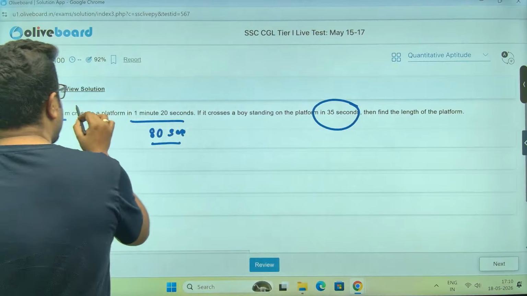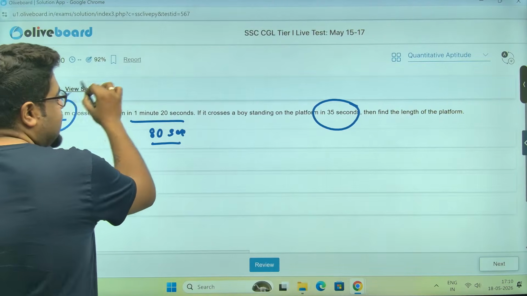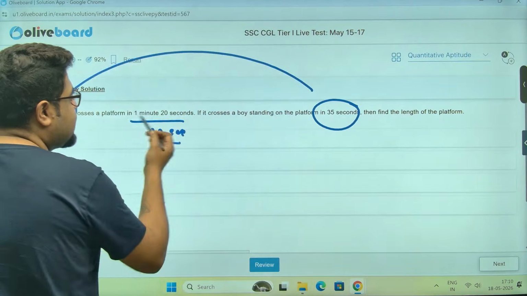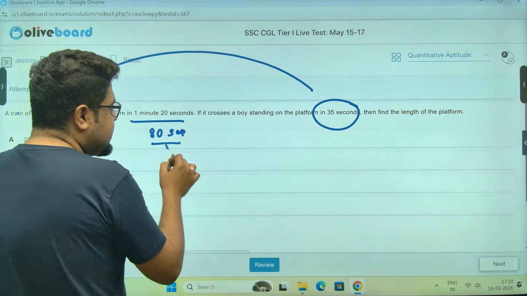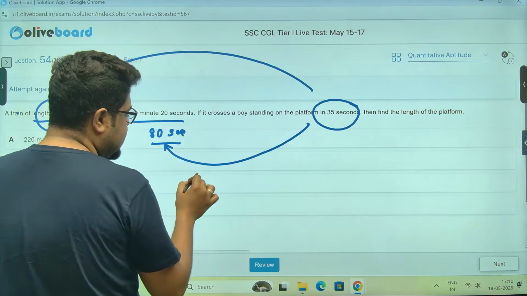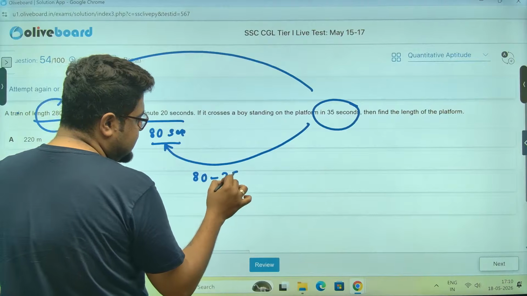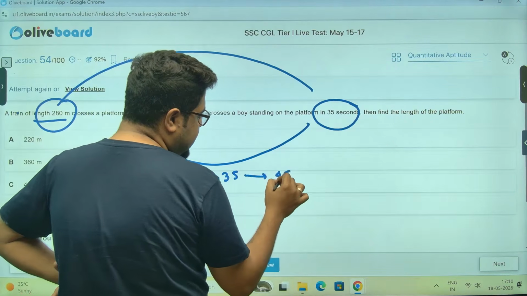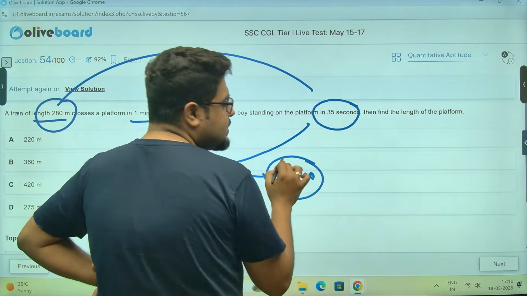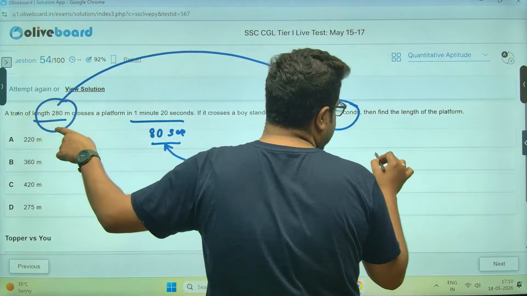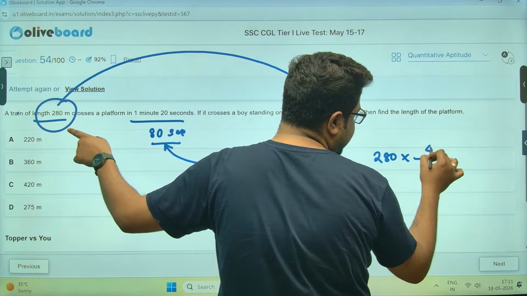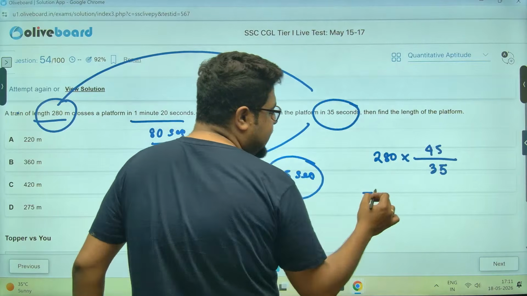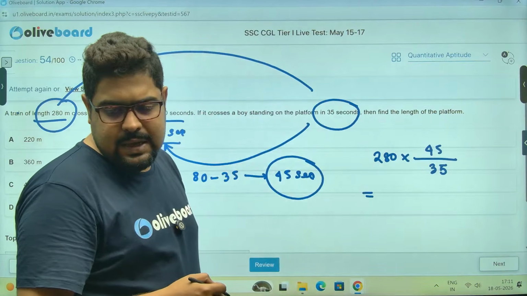That means, sir, in its own length, 280 meters, it crosses in 35 seconds. Length of the platform. Acha. Sir, how much time is it taking extra? Sir, 80 minus 35 seconds, meaning 45 seconds. So just simple. 280 meters, it can cross in 35 seconds. Whatever amount it can cross in 45 seconds, that's the length of the platform.